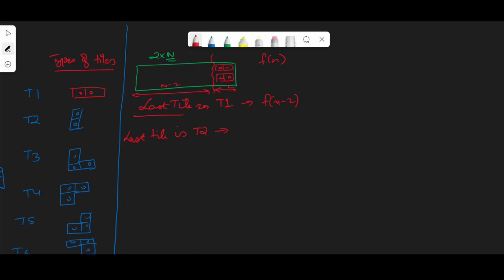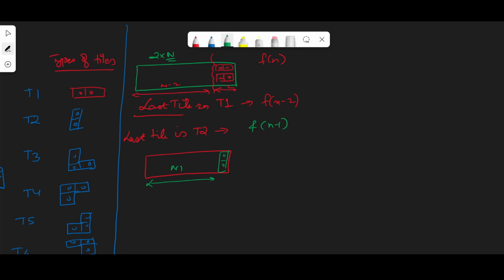And if the last tile is T2, that means you have your board filled and you have the last tile as this. It's perfectly fitting, and this is your n minus 1. So then the number of different ways, you just fit n minus 1 and then this you get done.